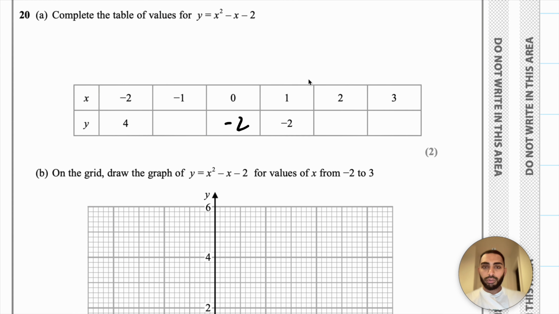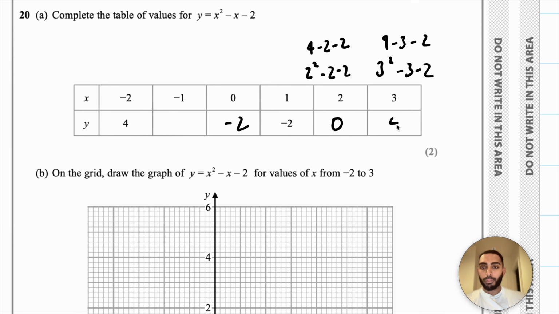Next, we're going to do 2. So we're doing 2 squared minus 2 minus 2 again. 2 squared is 4, minus 2. That would all cancel out, so we're left with 0. I'm going to do 3 next. So I've got 3 squared minus 3 minus 2. That's 9, take away 3, take away 2. So 9 take away 5, which is 4.